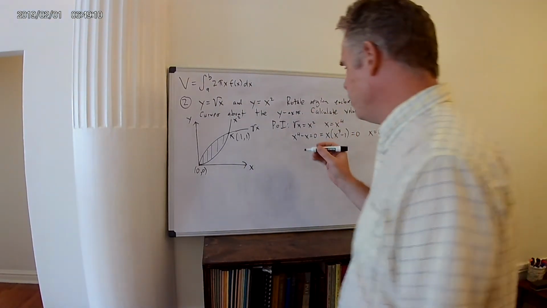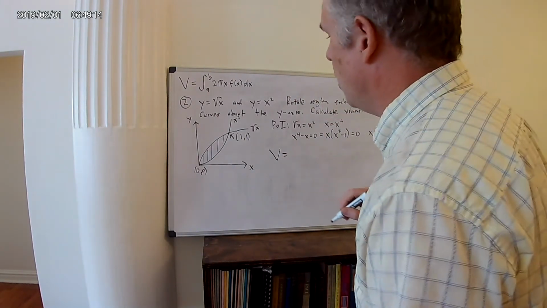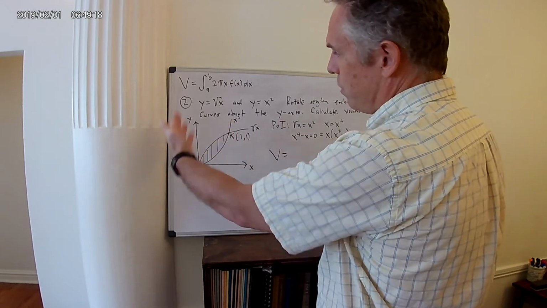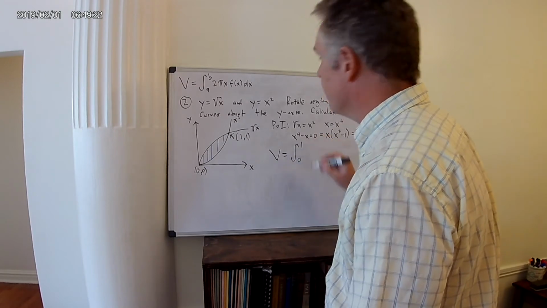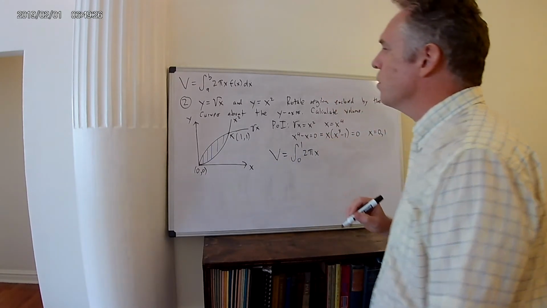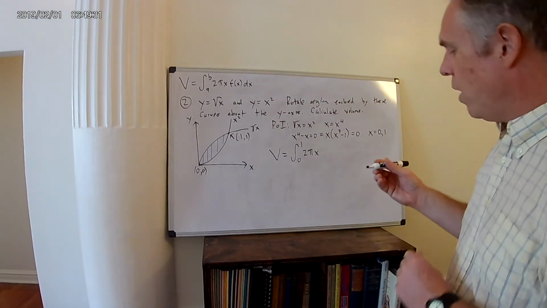And we can simply do this integral. The volume of the solid object created by rotating this enclosed region about the y-axis is equal to the integral from 0 to 1 of 2 pi x. Now here's a question. What should we put in for f of x here? Okay. Well, let's look at this.